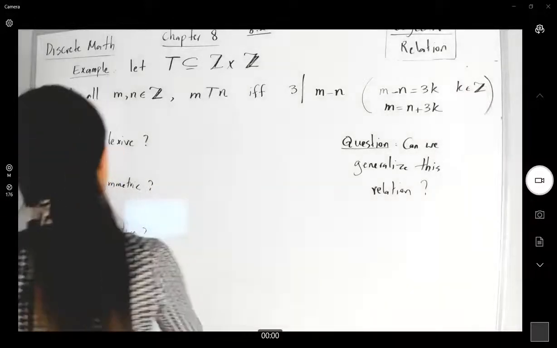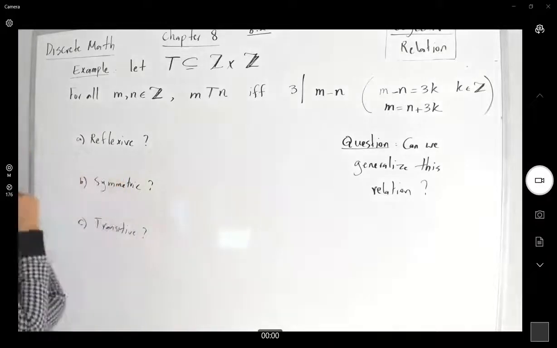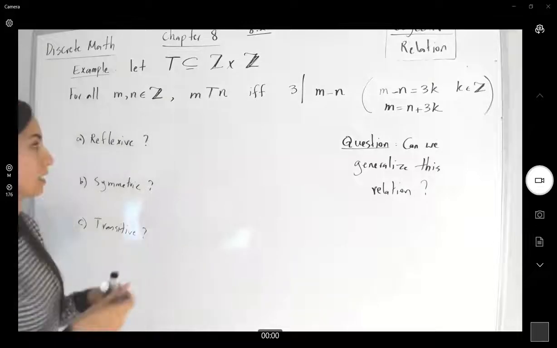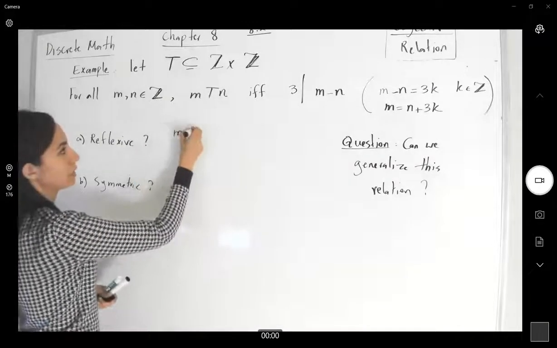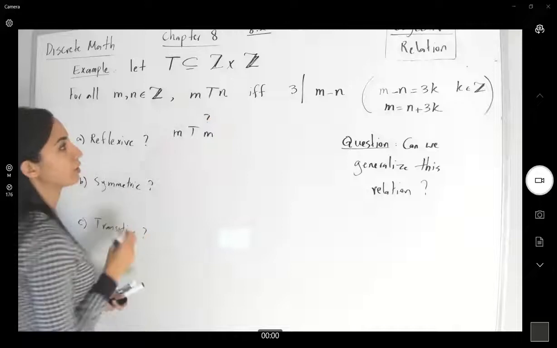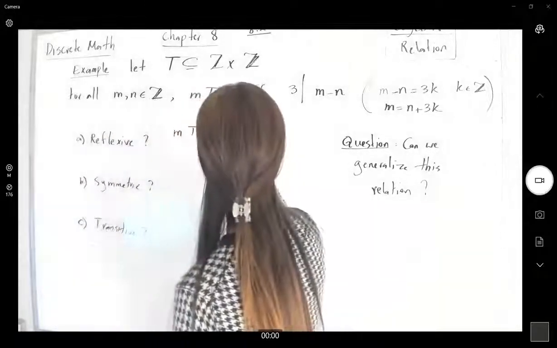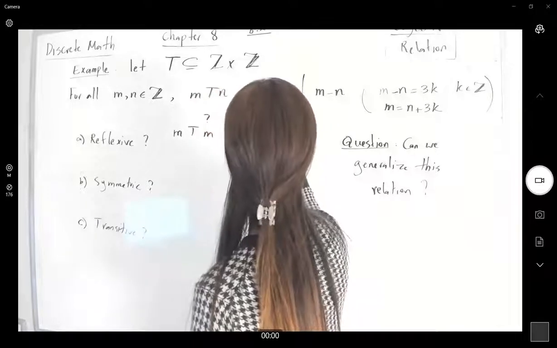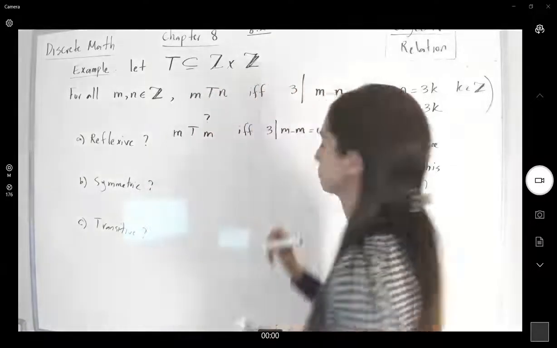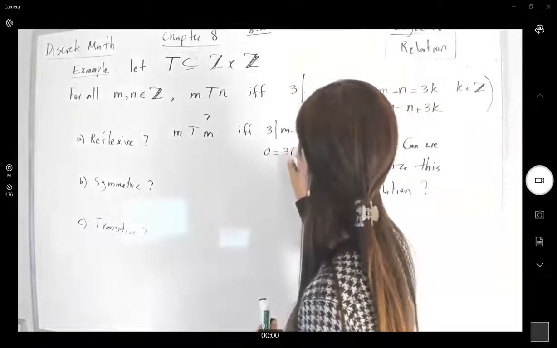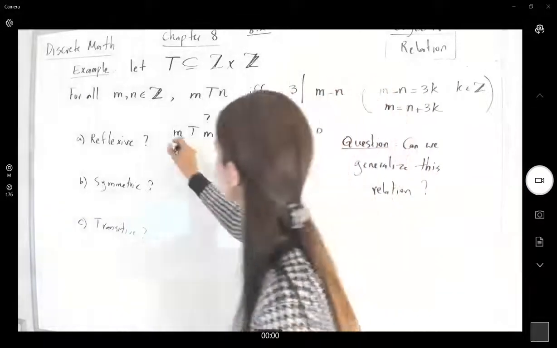Is it reflexive? It means that M must be connected with itself. M is in relation with M. It means that 3 divides M minus M. Does 3 divide 0? Of course. 0 can be written as 3 times 0. So it is reflexive.